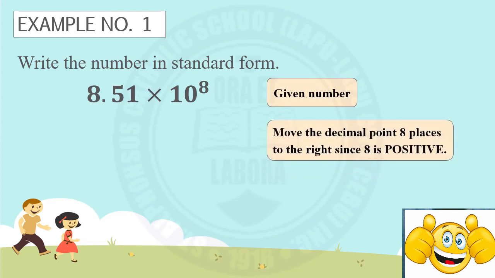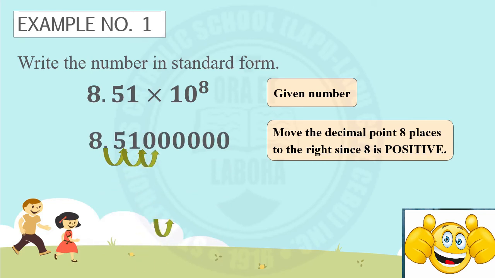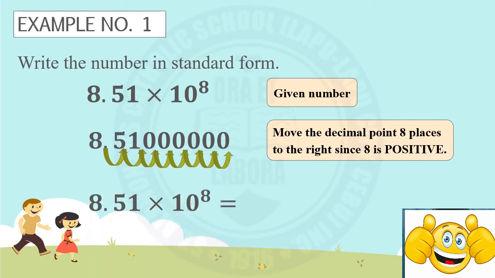You will move the decimal point 8 places because our exponent is 8, and it is going to the right because it is positive 8. Move 8 times. 1, 2, 3, 4, 5, 6, 7, 8. The decimal point will be put at the last part. So 8.51 times 10 raised to 8 is equal to 851 million. That's our final answer.